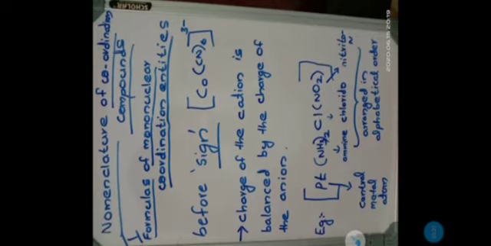Charge of the cation is balanced by the charge of the anion. If both cation and anion are there, the charge of the cation is balanced by the charge of the anion. Another example is [Pt(NH3)2Cl(NO2)]. Here 3 ligands are there. First of all, we wrote the central metal atom. Then, according to the alphabetical order, we arranged the ligands. The 3 different ligands are ammine, chlorido, and nitrito-N. So first of all, we wrote ammine, then chlorido, then nitrito-N.